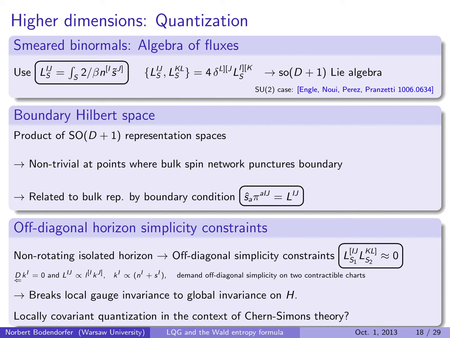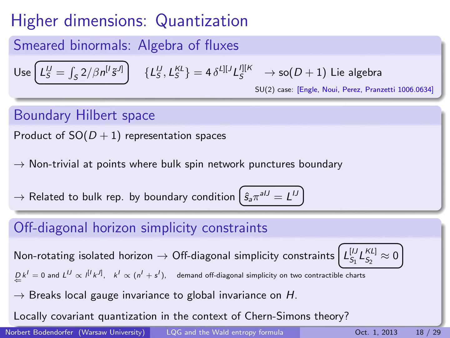Thank you. Okay. So this breaking of local gauge invariance is actually not a problem at all for the calculation, and something similar already happens in the U(1) case, however, for different technical reasons. You can, for example, read on that in Thomas' book. And then a more locally covariant quantization of this off-diagonal simplicity constraint might be achieved if you could handle the higher dimensional Chern-Simons theory, because there you have a connection. However, again, we can't do that at this moment.